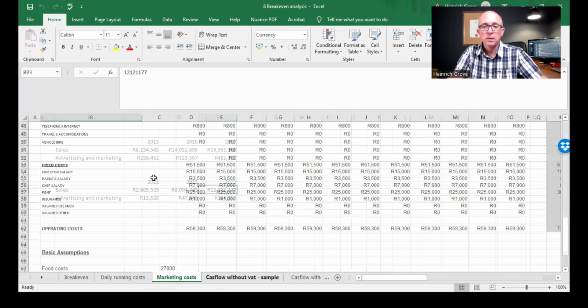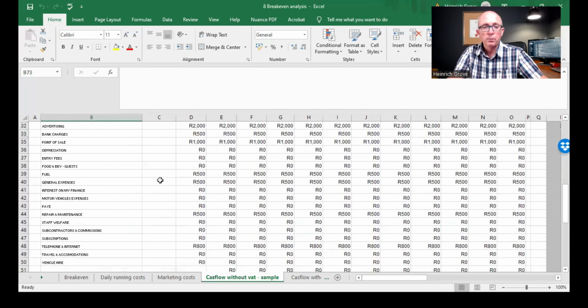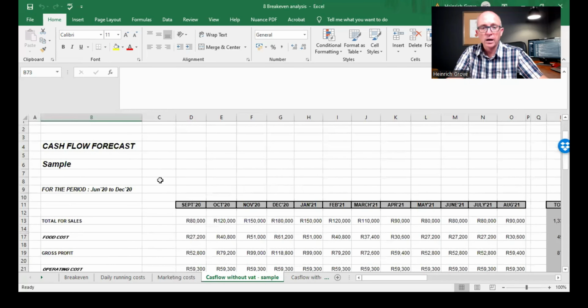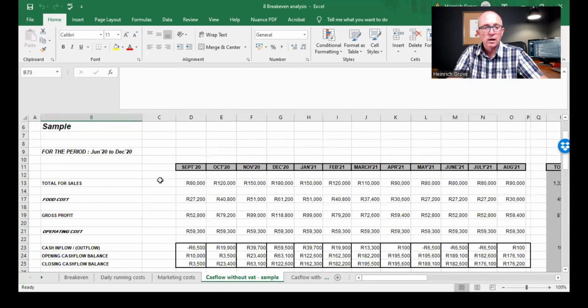Cash flow, here we go. So this is also really, really important, just to understand the basics of cash flow. Like I said, this is an old sample that I just took out of my archives, and I'm going to leave this for you, guys. And this was, I think, a coffee shop or something that we worked on.